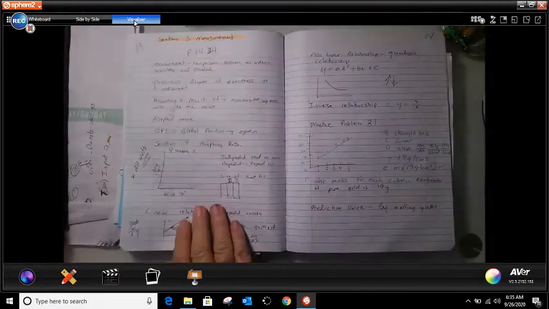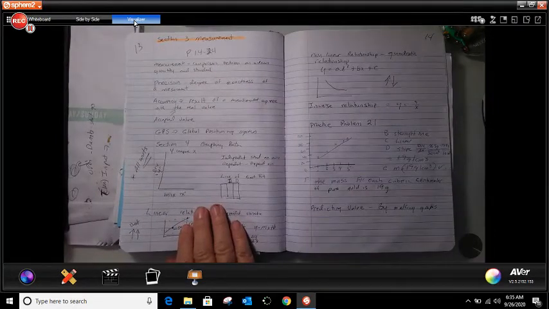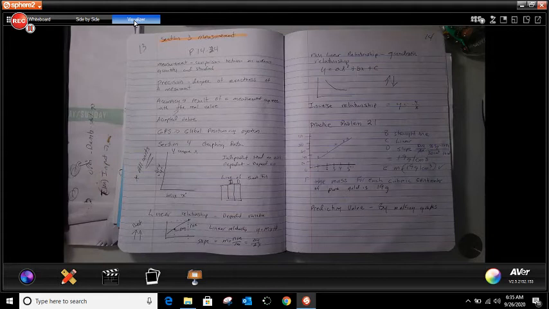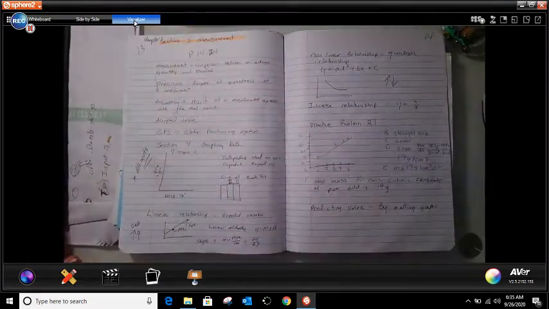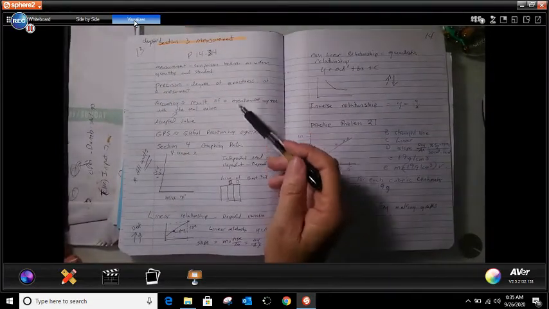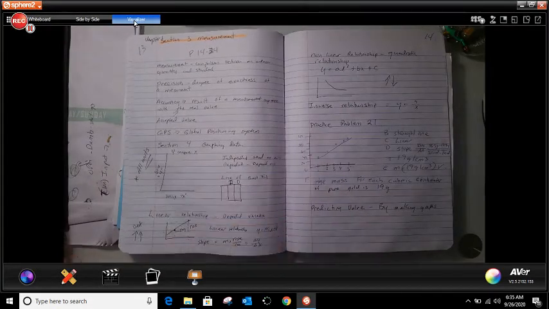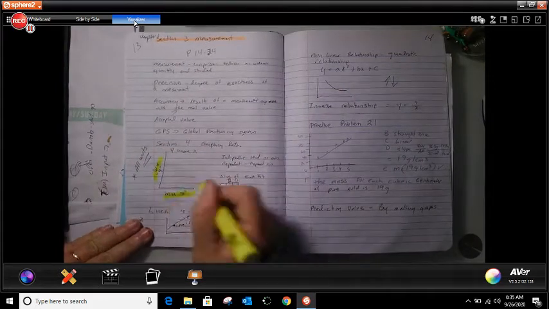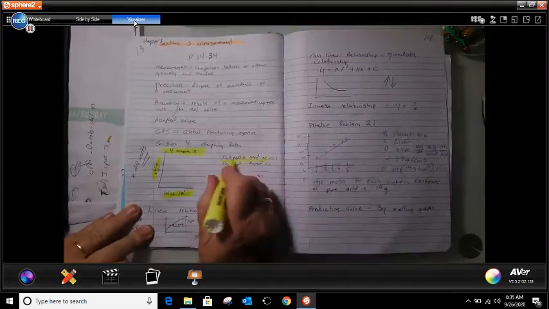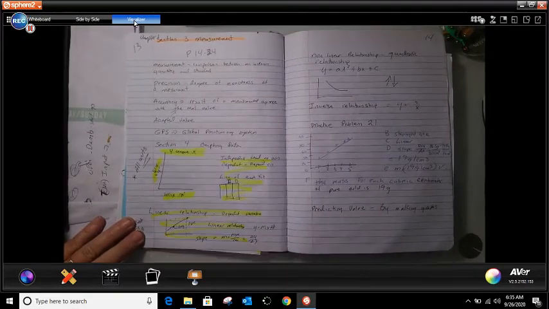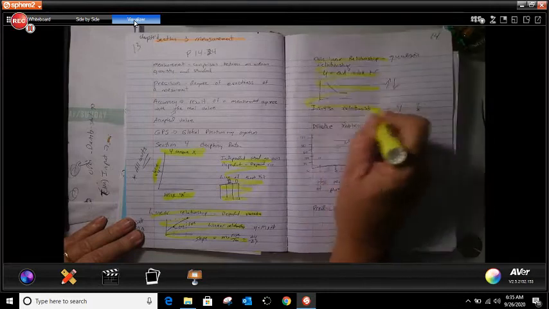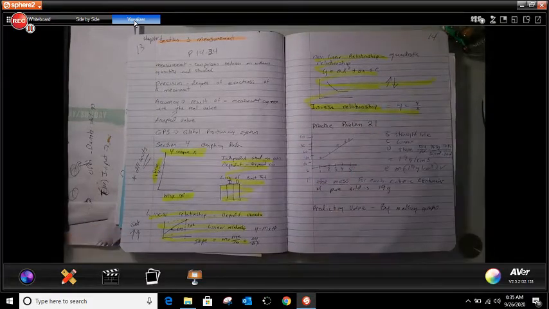The next thing I have is section 1.3, which talked about measurement. Here is my information. I think my dry mix would be something I would want to highlight because it's important. Independent and dependent variables are important. Linear relationship and non-linear relationship are things I would have highlighted.